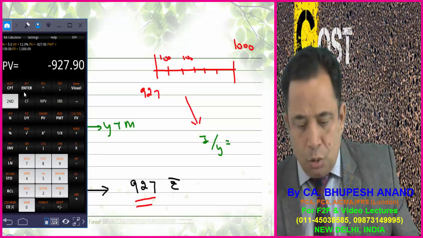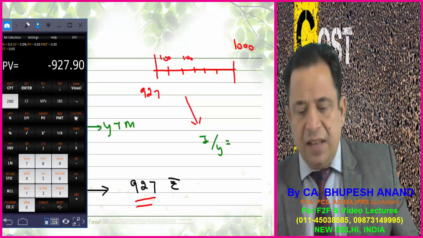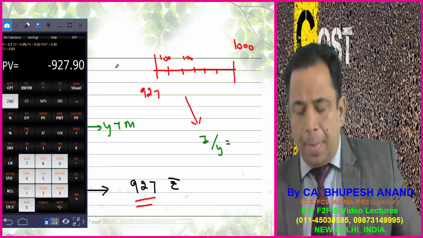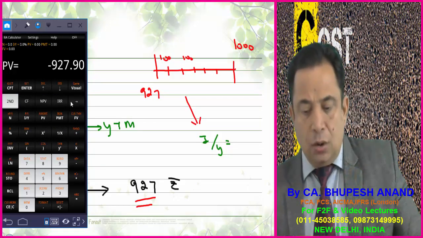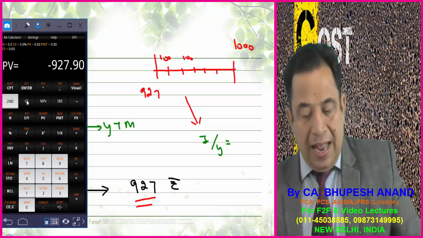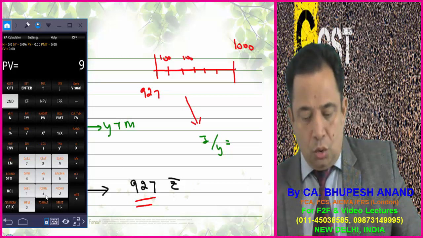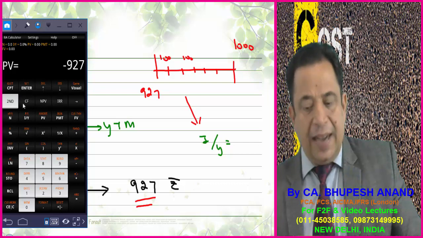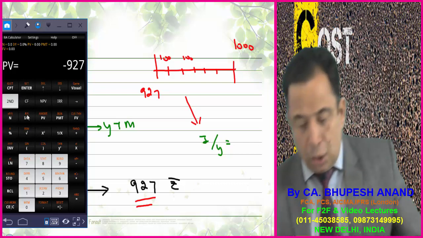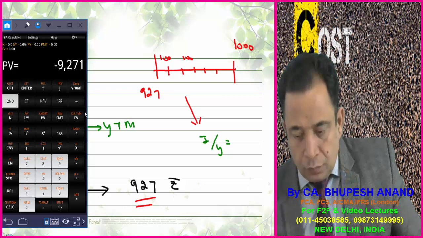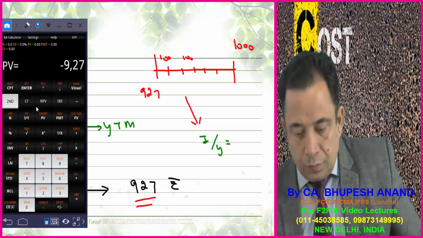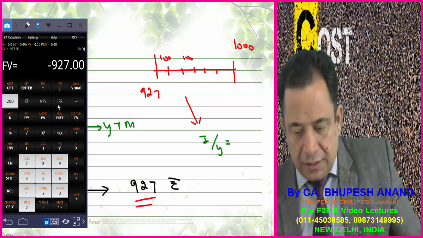So I am again using second clear TVM. 927 as a present value. As a present value, this is minus. So I have entered that 927. Future value is 1000. So I think there is some mistake I did. Okay, no problem for that.